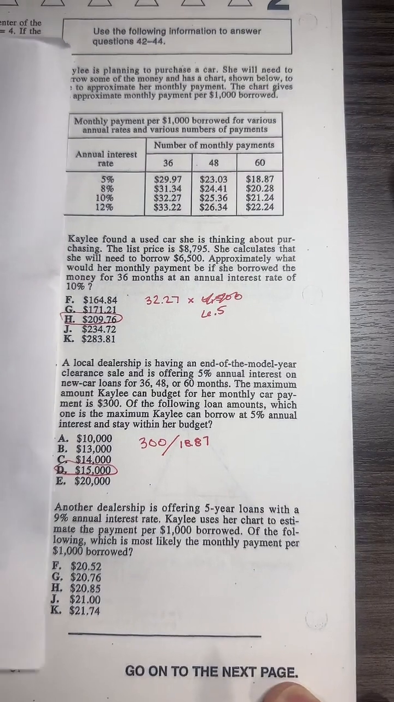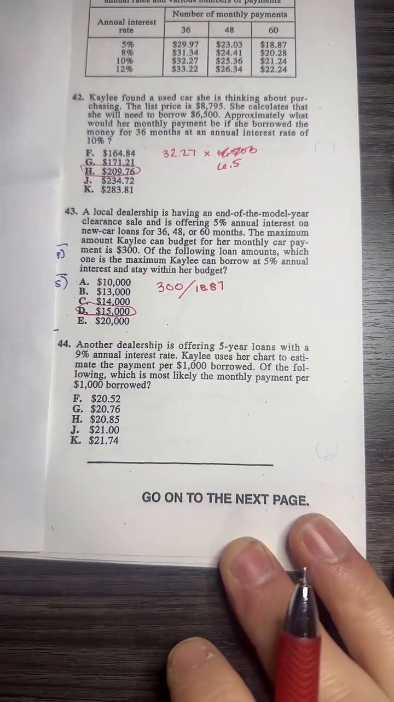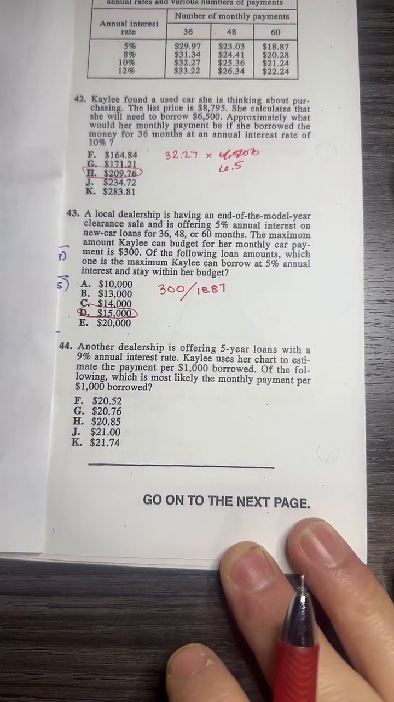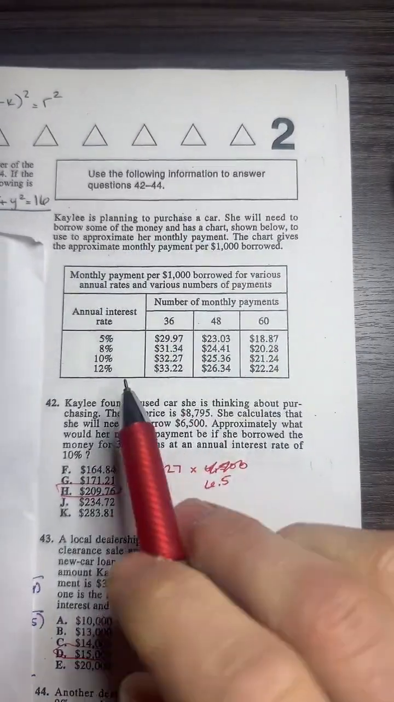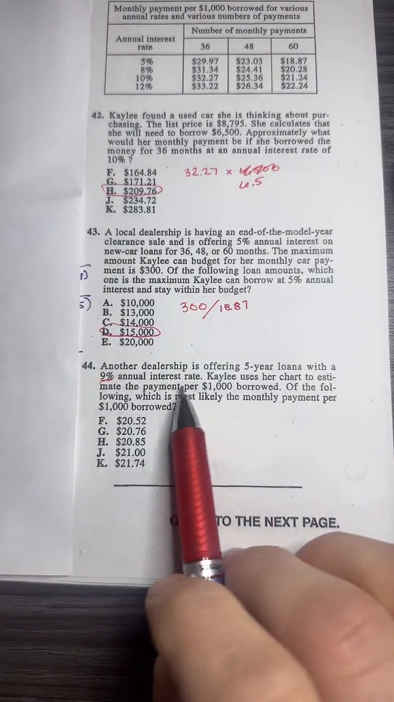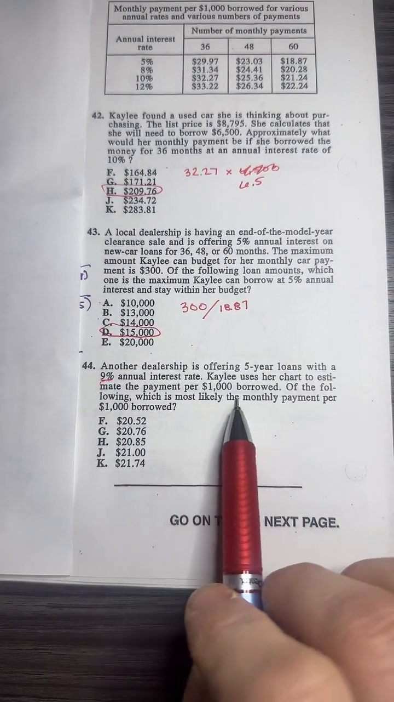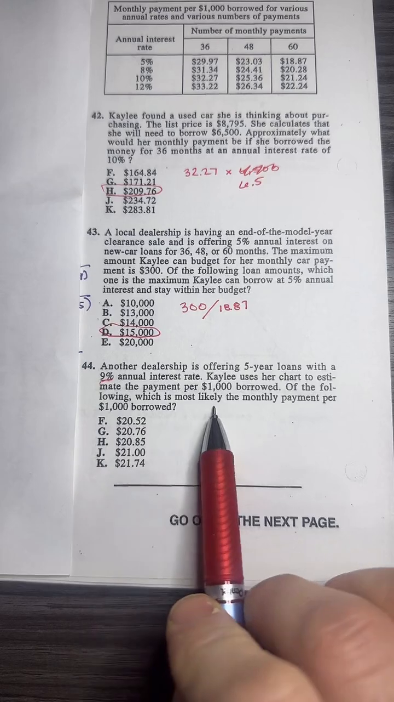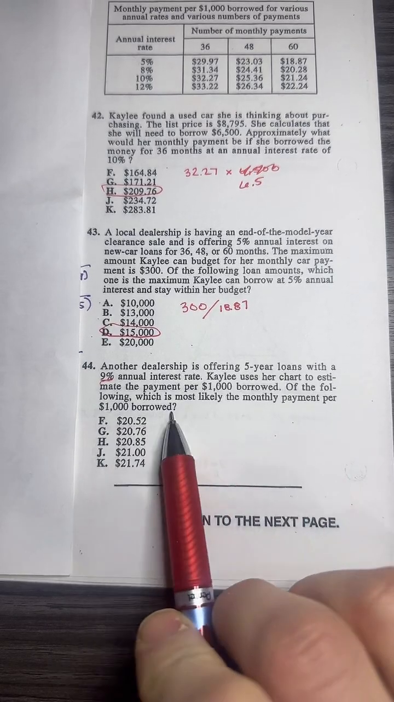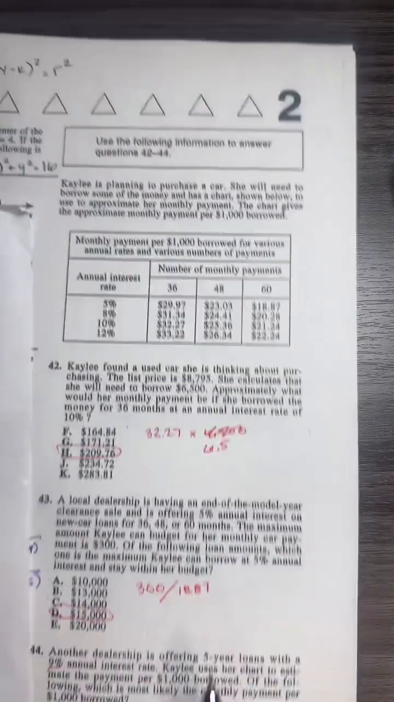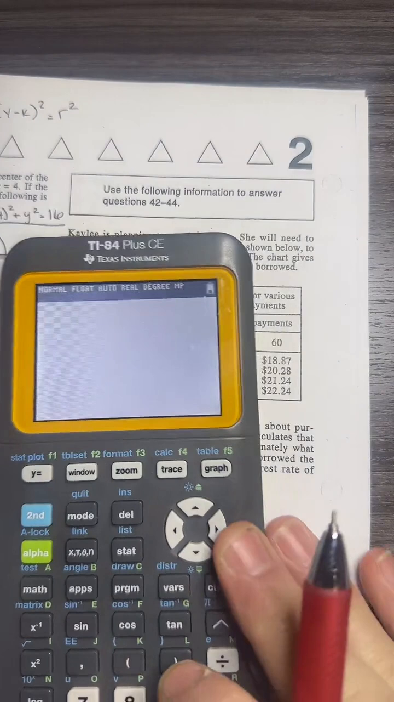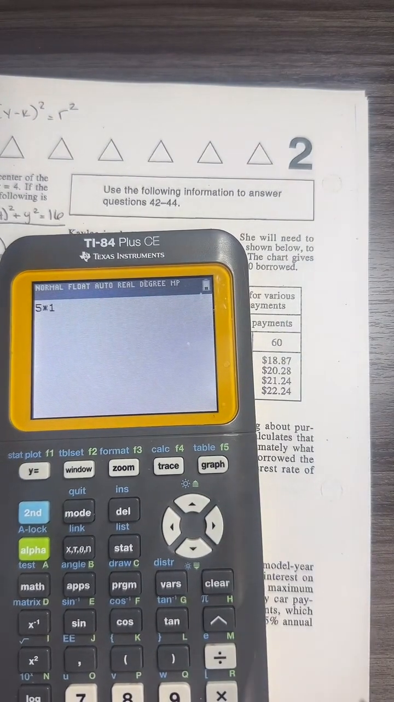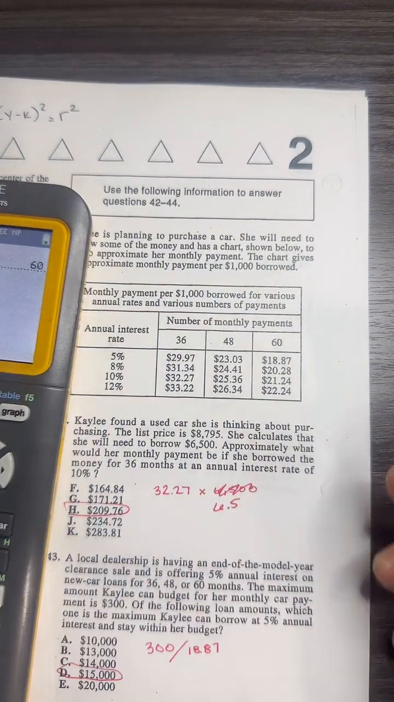All right. Last one. Here we go. Another dealership is offering a 5-year loan with a 9% interest rate. What's interesting about that is if we take a look up here, we don't have a 9% interest rate. Kaylee uses her chart to estimate the payment per thousand. Remember, it's a 5-year loan. So how many months is a 5-year loan? If you're not good at multiplying in your head, 5 times 12 is a 60-month loan.